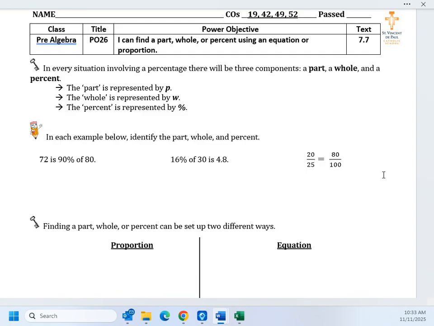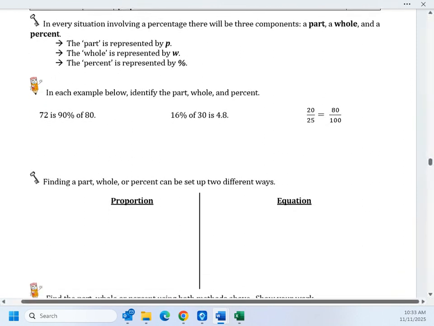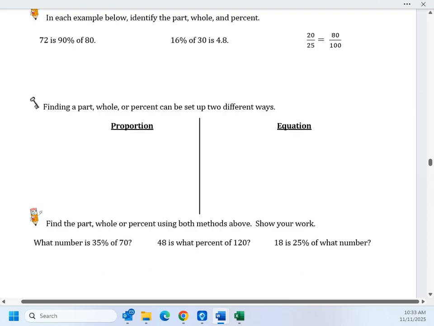All right, so looking at PO26. In every situation involving a percentage, there will be 3 components: the part, the whole, and a percent. The part in our equation, we're going to use a P to represent it. The whole, we're going to use a W. And then the percent, we're going to use that percent sign. Okay. So in each example below, we want to identify the part, the whole, and the percent.